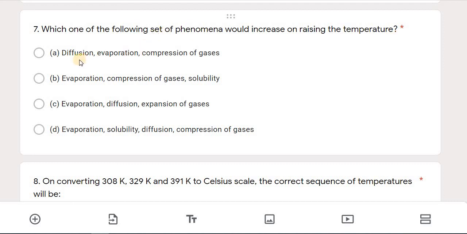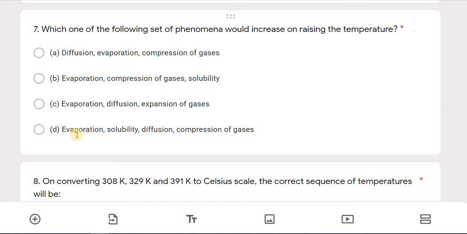The first one, diffusion, evaporation, compression of gas. The B option, evaporation, compression of gas and solubility. The C option, evaporation, diffusion, expansion of the gas. So the answer is C, because if we raise the temperature, then the rate of evaporation is increased, diffusion rate is also increased, and the expansion of the gas is also increased due to the increasing of kinetic energy.